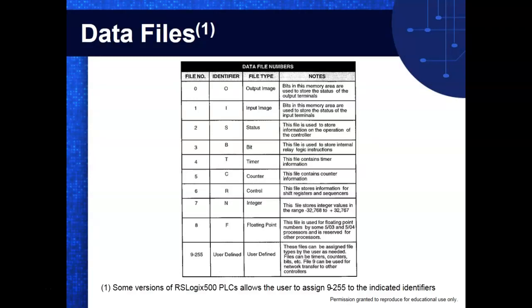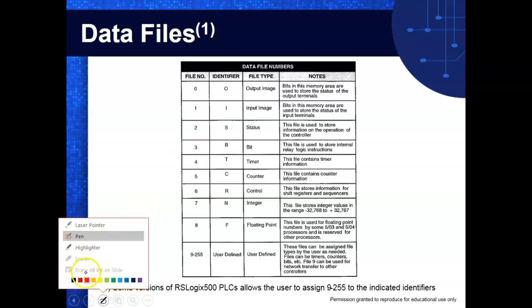So now, we know about the data files, right? What data files do we have? So we have O, not zero. That's data file 0. And what do we use the O designator for? And then we have data file 1, whose identifier is I, and what's that for? Input.